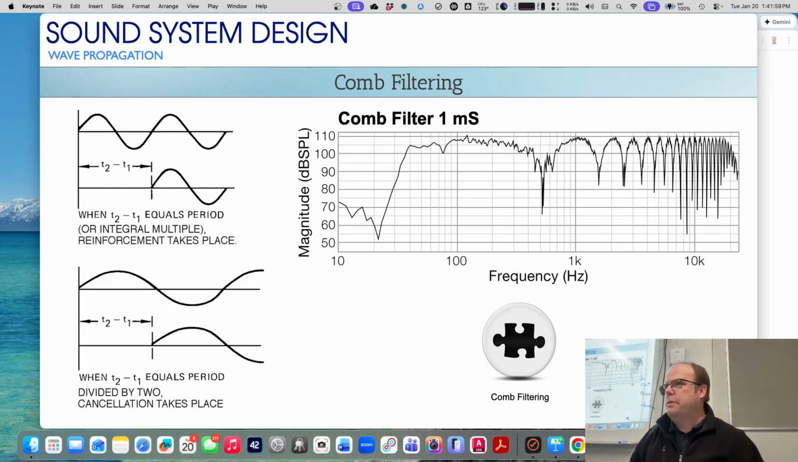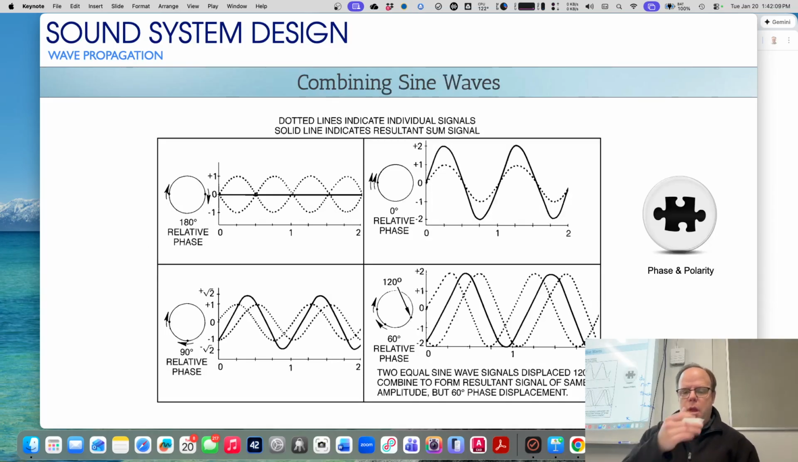All right, so this is where we left off. We were talking about comb filtering, and just to refresh your memory, we learned about the different kinds of things that can happen when two identical sounds run into each other slightly out of phase. So cancellation can occur, reinforcement can occur, and other things can occur too.